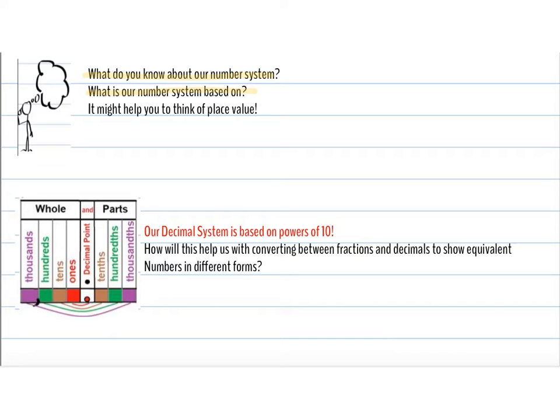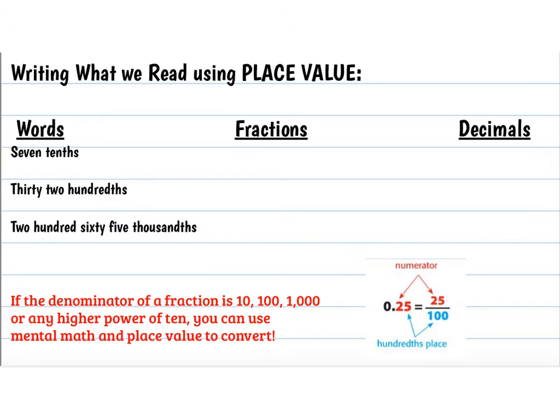Well, our decimal system is based on powers of 10. So as we move places, we're really just multiplying or dividing by 10. And then again, think, how will this help with converting between fractions and decimals to show equivalent numbers in different forms? So just something to think about as we're moving between decimals and fractions. How will our place values and our number system help us?